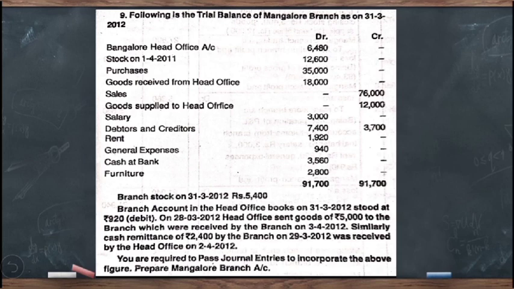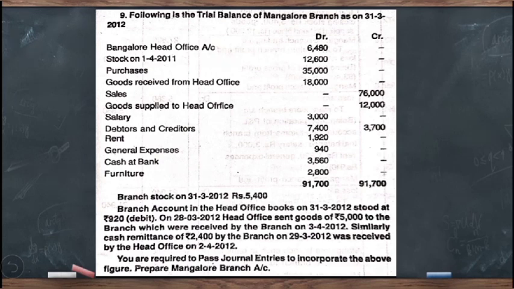Prepare Mangalore branch account. Okay, just like the previous question, here also we have to incorporate all the items of the branch trading and profit and loss account by means of passing the journal entries. Along with that, we have to prepare the branch account. Okay, as we discussed in the previous question also, before we pass the incorporation entries, if there are any special transactions, for that first we have to pass the entries.